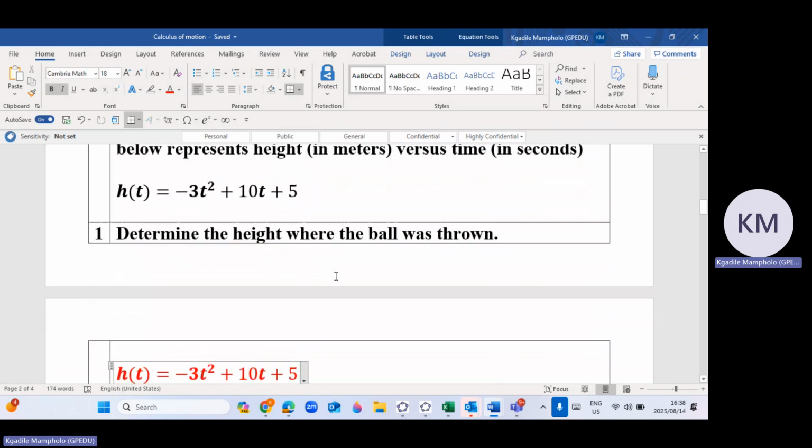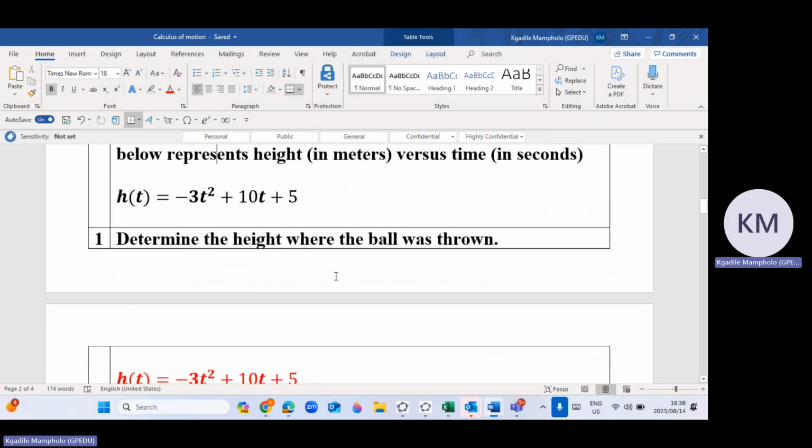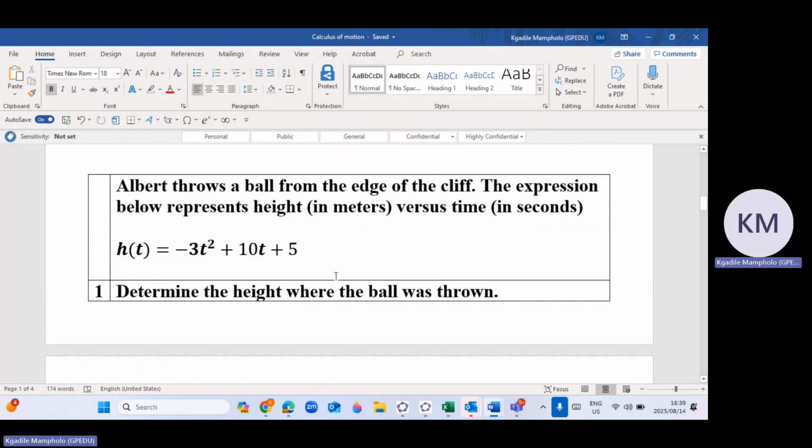Let's take a look at this simple example. Albert throws a ball from the edge of the cliff. The expression below represents height in meters versus time in seconds. The height at t, which is time, is equal to minus 3t squared plus 10t plus 5.